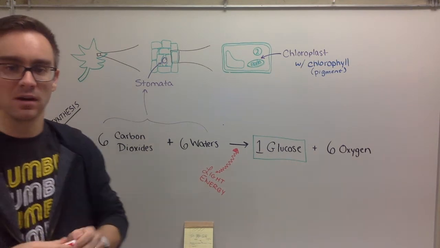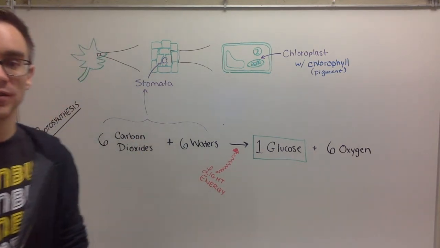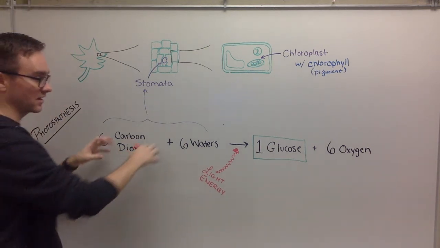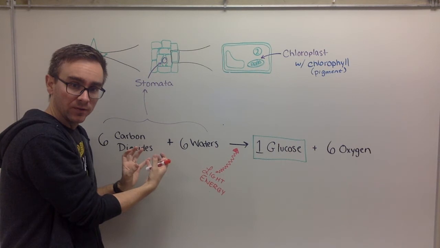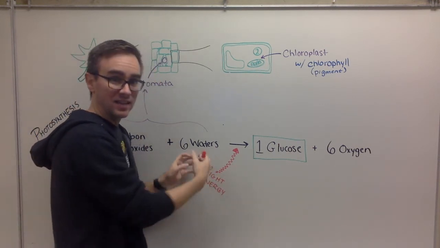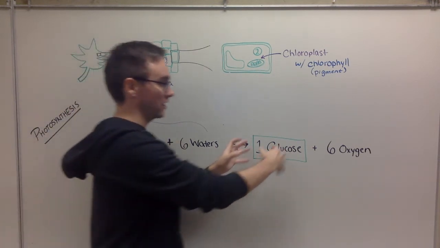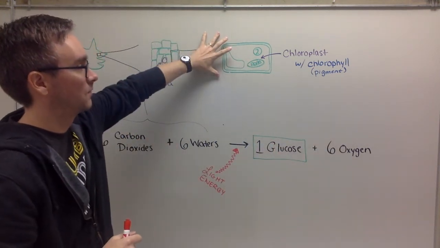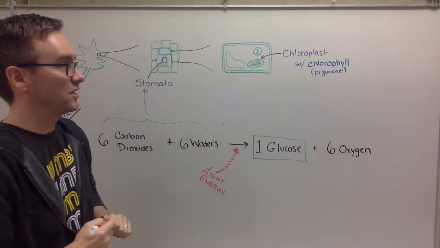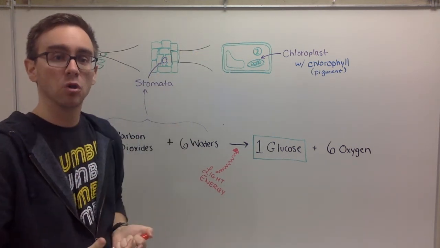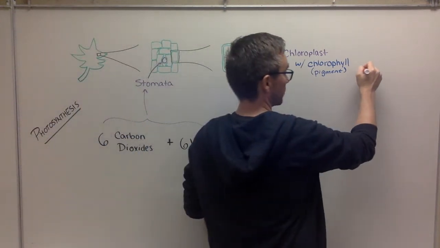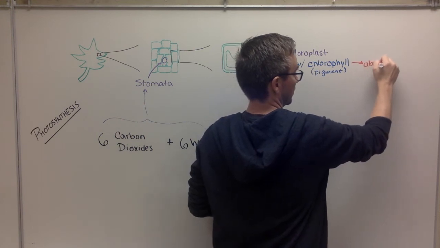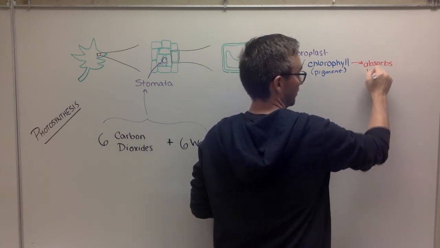That light energy is going to be our activation energy that allows this reaction to take place in the cell. So we take our 6 carbon dioxides and water, that's our stuff, and we take our light energy, that's the energy we needed to rearrange this stuff to create glucose and oxygen molecules in the chloroplast. That light energy is absorbed by the pigment chlorophyll. That chlorophyll absorbs light energy.